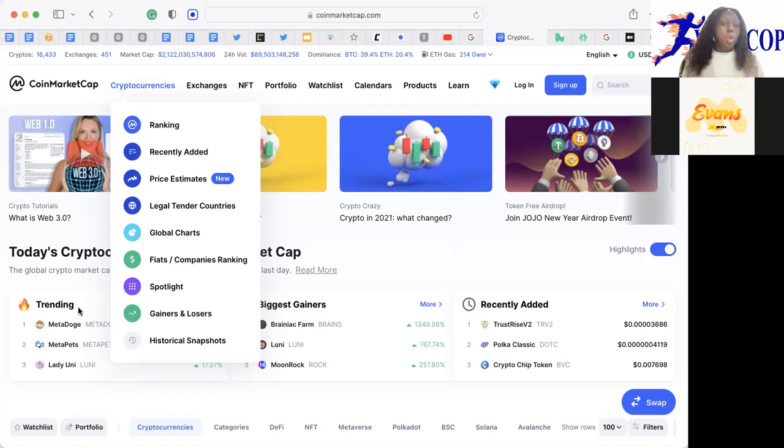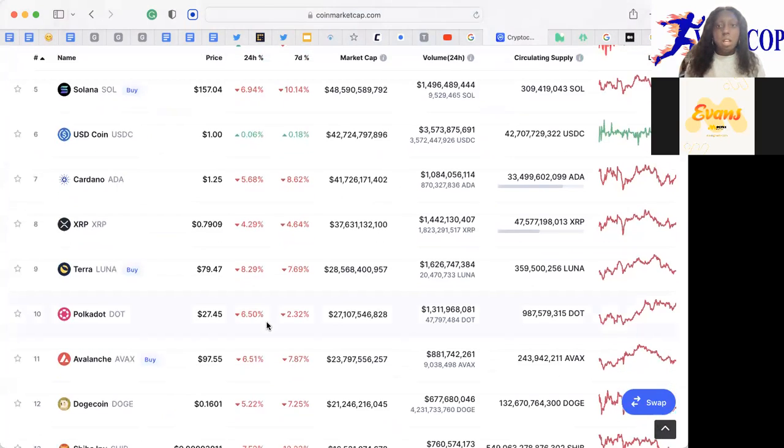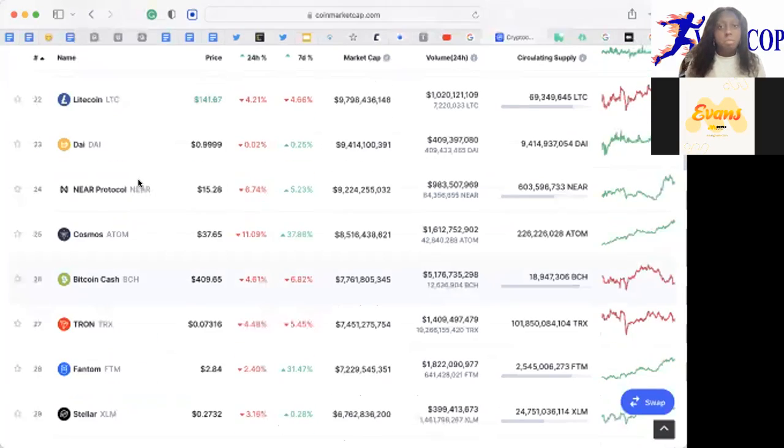So we'll be looking at different cryptocurrencies.